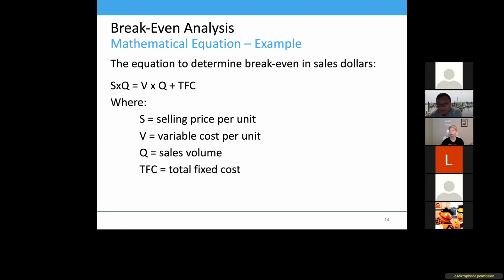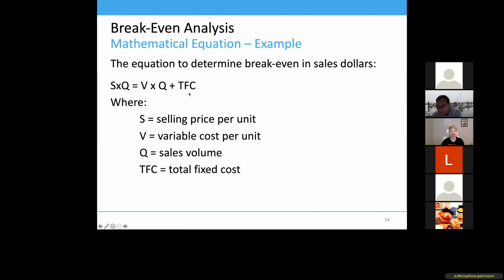Okay, so the first one, let's take a look at the mathematical equation. Selling price, that's S. Q is the volume. So S times Q, the selling price per unit times volume, gives you the total sales, your total revenue. And V is the variable cost. V multiplied by Q gives you the total variable cost. And TFC, not KFC. You may be hungry right now.